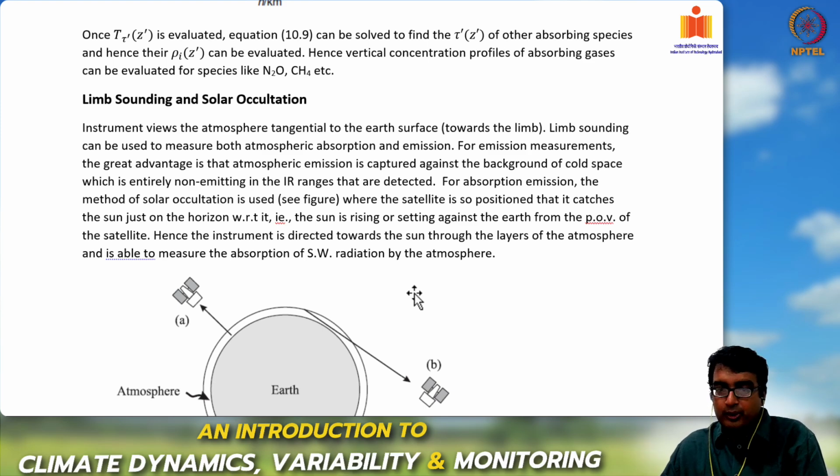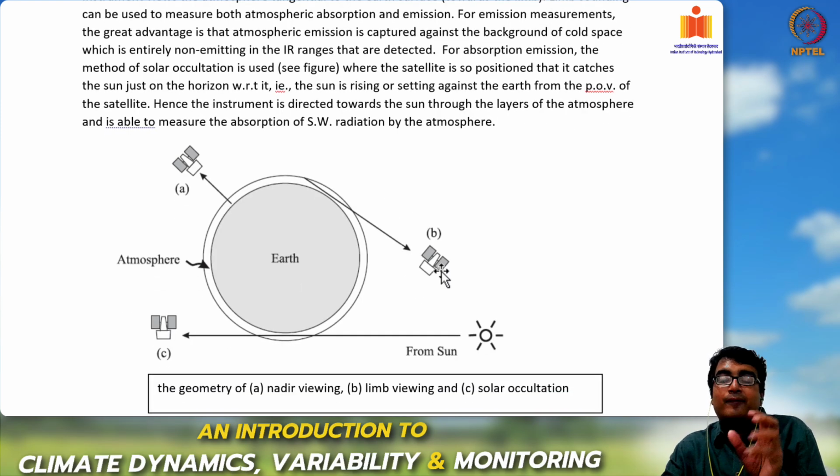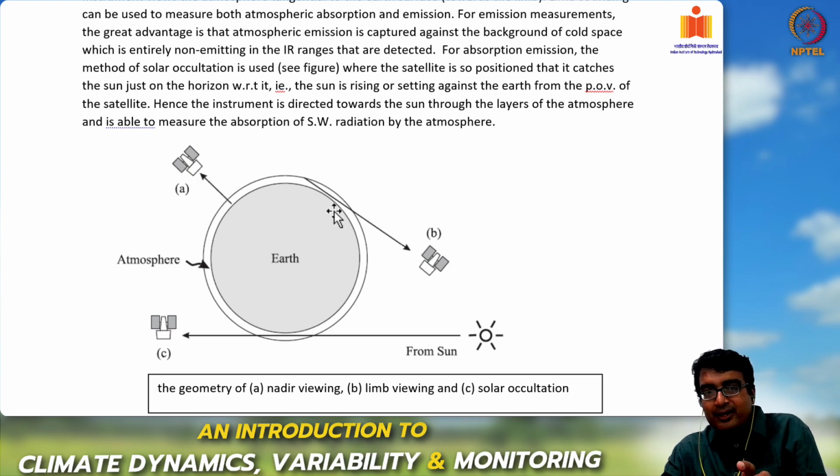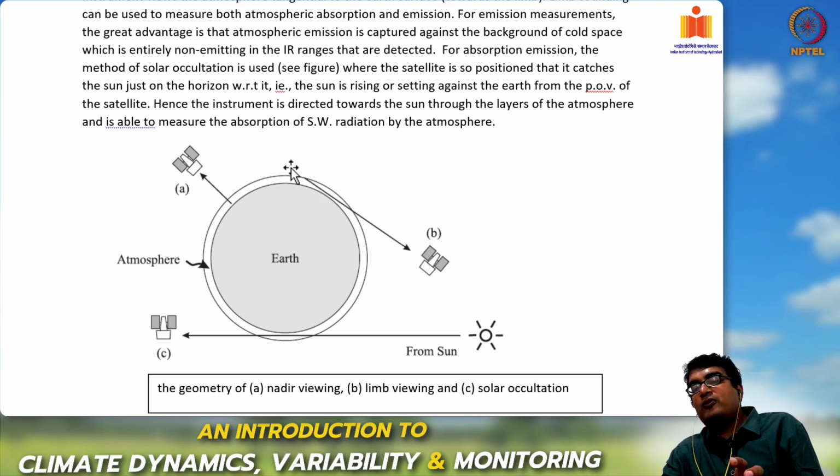Okay. Finally, we will also look at another option, which is called limb sounding and solar occultation. So here is the Nadir view. We are getting the radiation directly normal to the ground. A limb view is where you are getting the radiation tangentially with respect to the atmosphere. So the satellite detector is looking tangentially through the atmospheric layer, without touching the ground at any point.